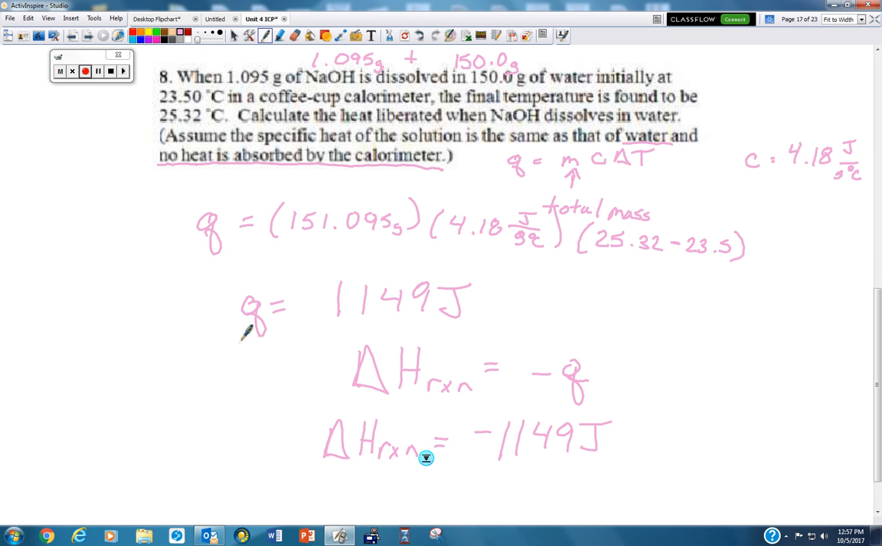So as you're answering these, when you're going to change Q, make sure that you make this statement before you change the sign. Don't just change the sign without explaining why you did it. And this is ample explanation of why you changed the sign. It's just that when we're looking for heat of reaction, that is equal to negative Q.